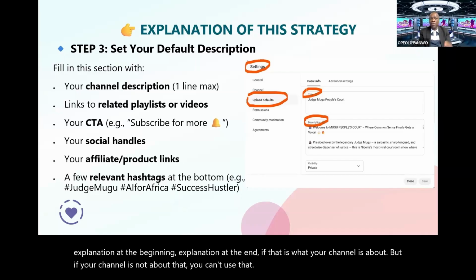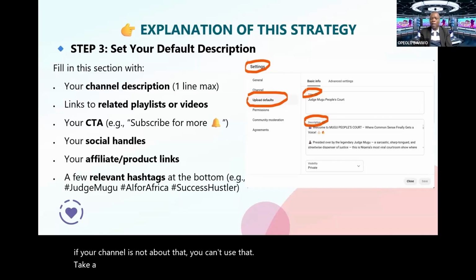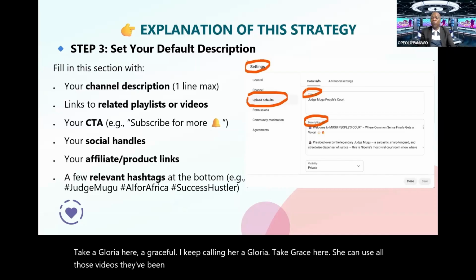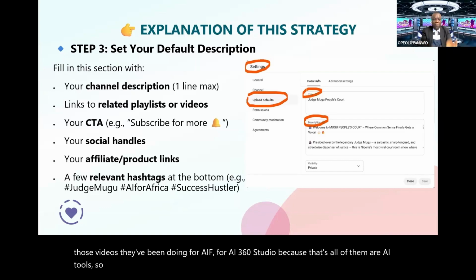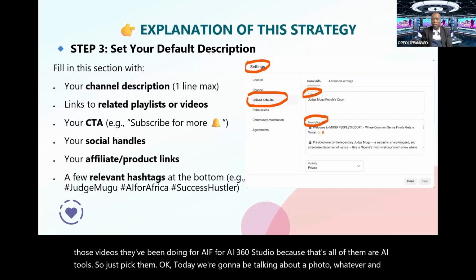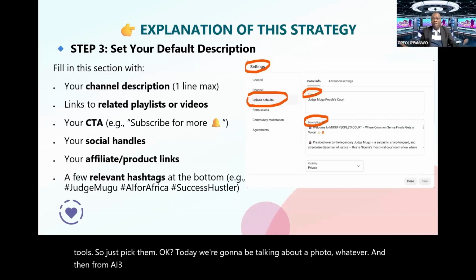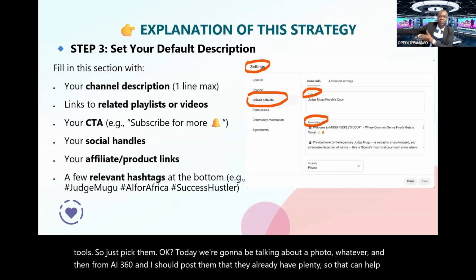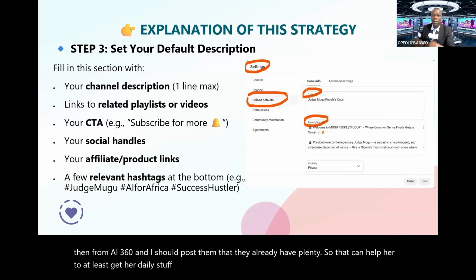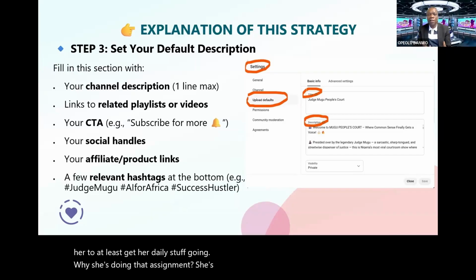Take Gloria here, Grace, right? I keep calling her Gloria. Take Grace here. She can use all those videos they've been doing for AI 360 Studio, because all of them are AI tools. So you just pick them. Okay, today we're going to be talking about photo whatever, and then from AI 360, and then she posts them. They already have plenty. So that can help her to at least get her daily stuff going while she's doing other assignments. She's lucky because that applies.